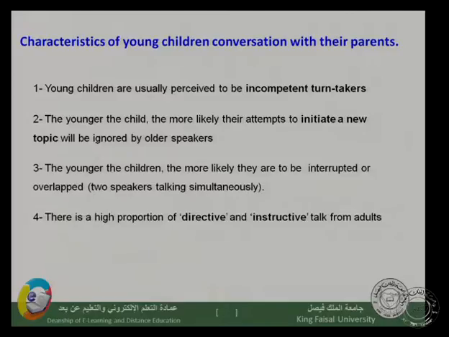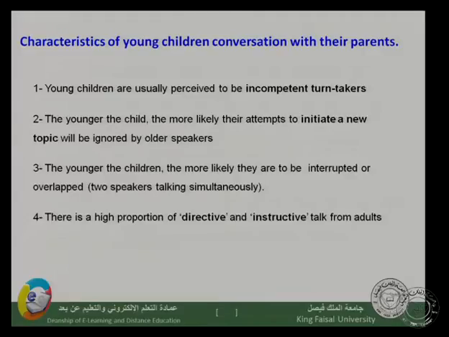The younger the child, the more likely their attempt to initiate a new topic will be ignored by older speakers. So a younger child, when he or she initiates a topic, this topic does not usually find attention from his parents because they think he's still young, he cannot initiate those topics. So usually the more topics he initiates, the more they are ignored by parents or adult speakers.